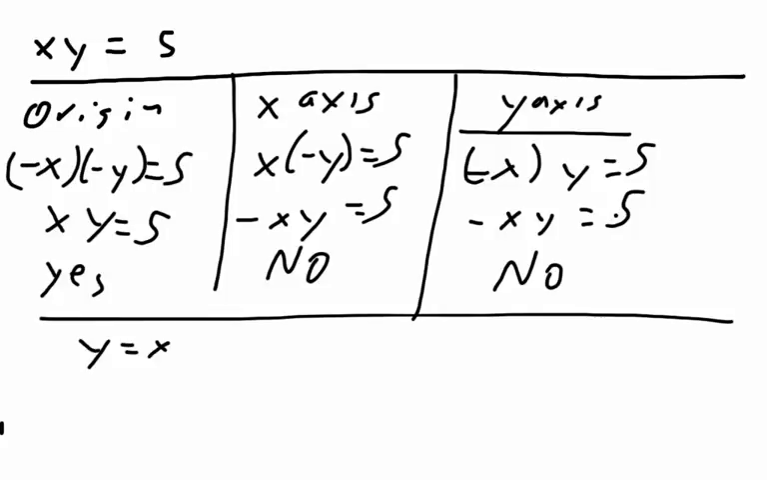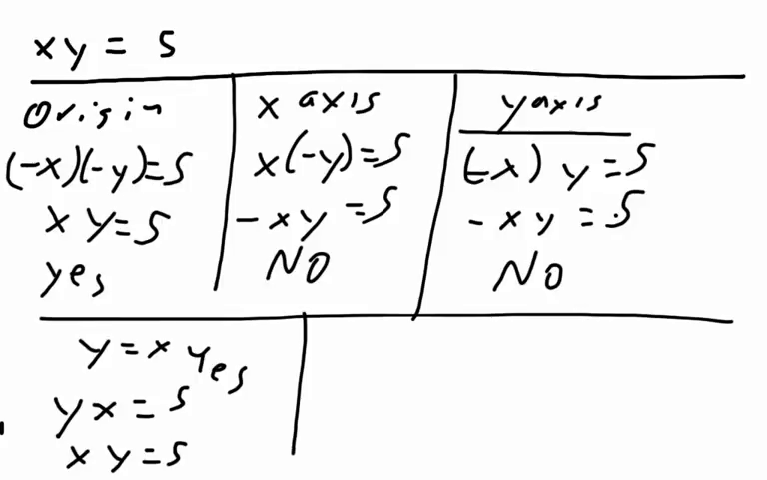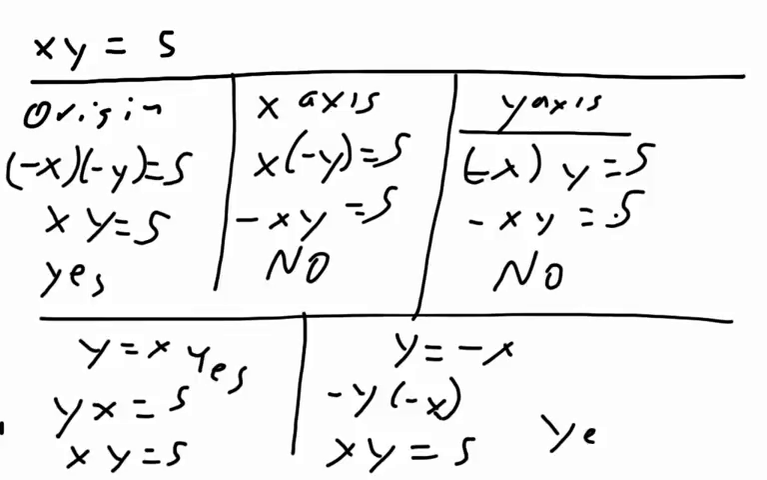When we have the line y equals x, we switch y and x, and because multiplication is commutative, we got the answer of yes again. And for y equals negative x, we change x to be negative y, y to be negative x. Two negatives make a positive, xy equals 5. So for this particular problem, we have three yeses: the origin, the line y equals x, and the line y equals negative x.